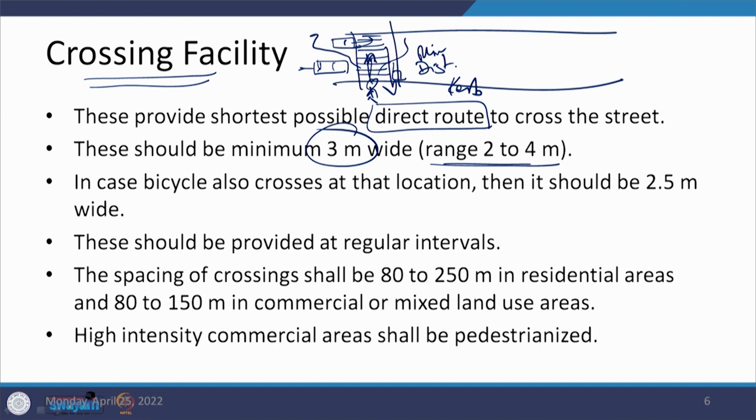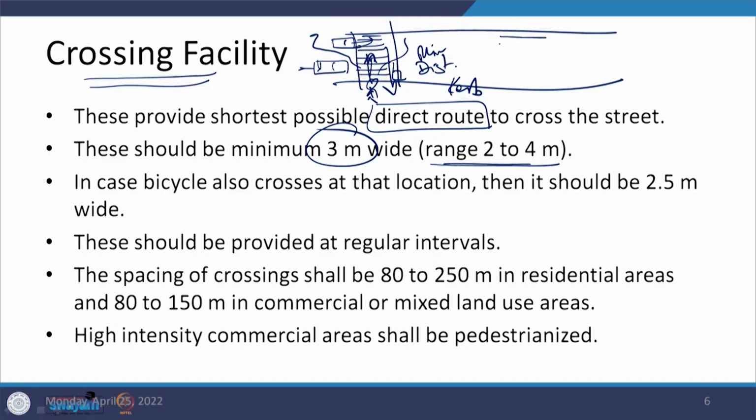Sometimes you may find that at that same location there are going to be bicyclists also who will like to cross, and in that case, if this is a pedestrian facility being provided which is defined by the size as 3 meters or 2 to 4 meters, then separately for the bicyclist a space is being marked. So, this is for pedestrians and this is for bicycles. In this case, instead of 2 meters as a minimum, we are going to have at least a 2.5 meters wide facility which now takes care of pedestrians and bicyclists together.